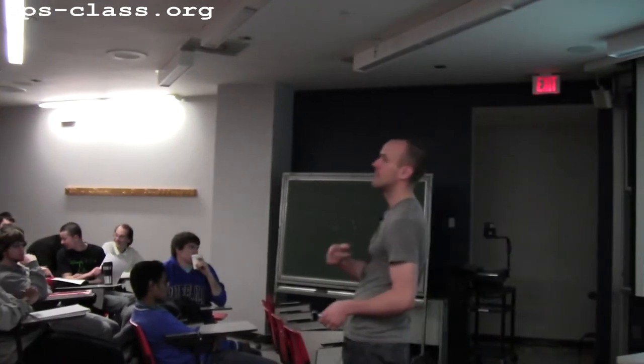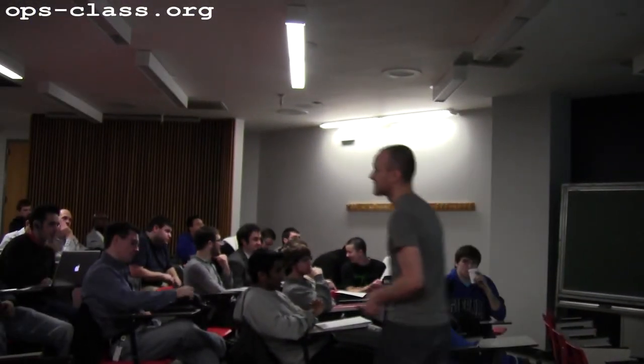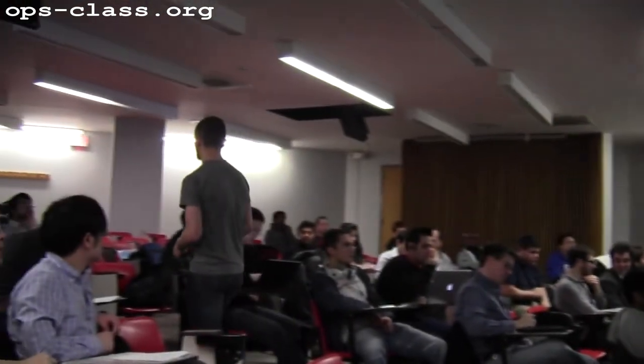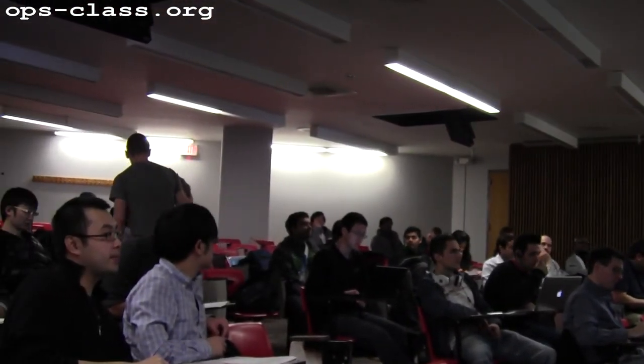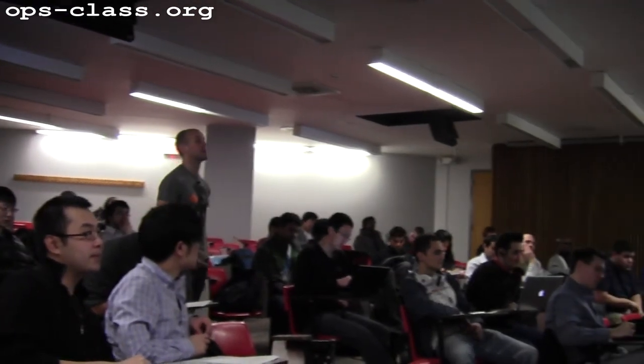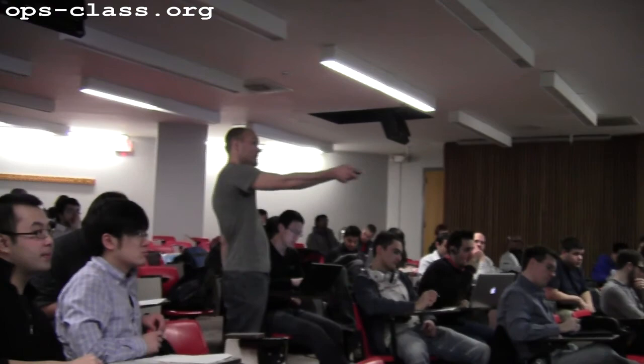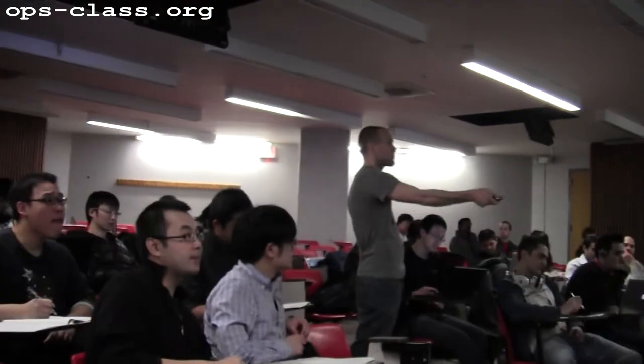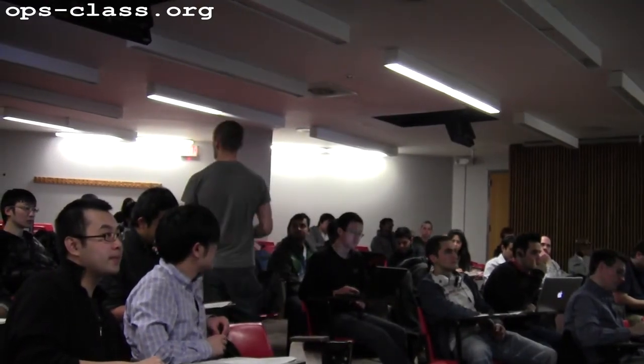Okay, let's do one more. Let's do number five. Store to address 1,000. What happens? This is a fault. Why? Because the process does not have permissions to write to this segment. This address is in the segment table, but I don't have permissions to do a store. I only have permissions to do loads.